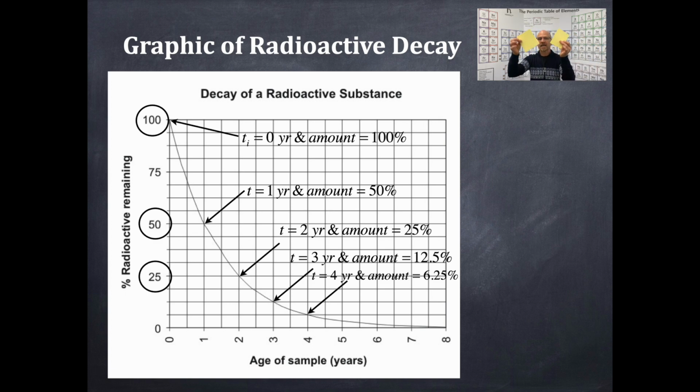In another half-life, half of that decays into another isotope, and now I have 25% of my original sample. In another half-life, I'm going to have 12.5%. In another half-life, I'm going to have 6.25%, etc. And this is just going to keep on slicing in half, if you will, over time.